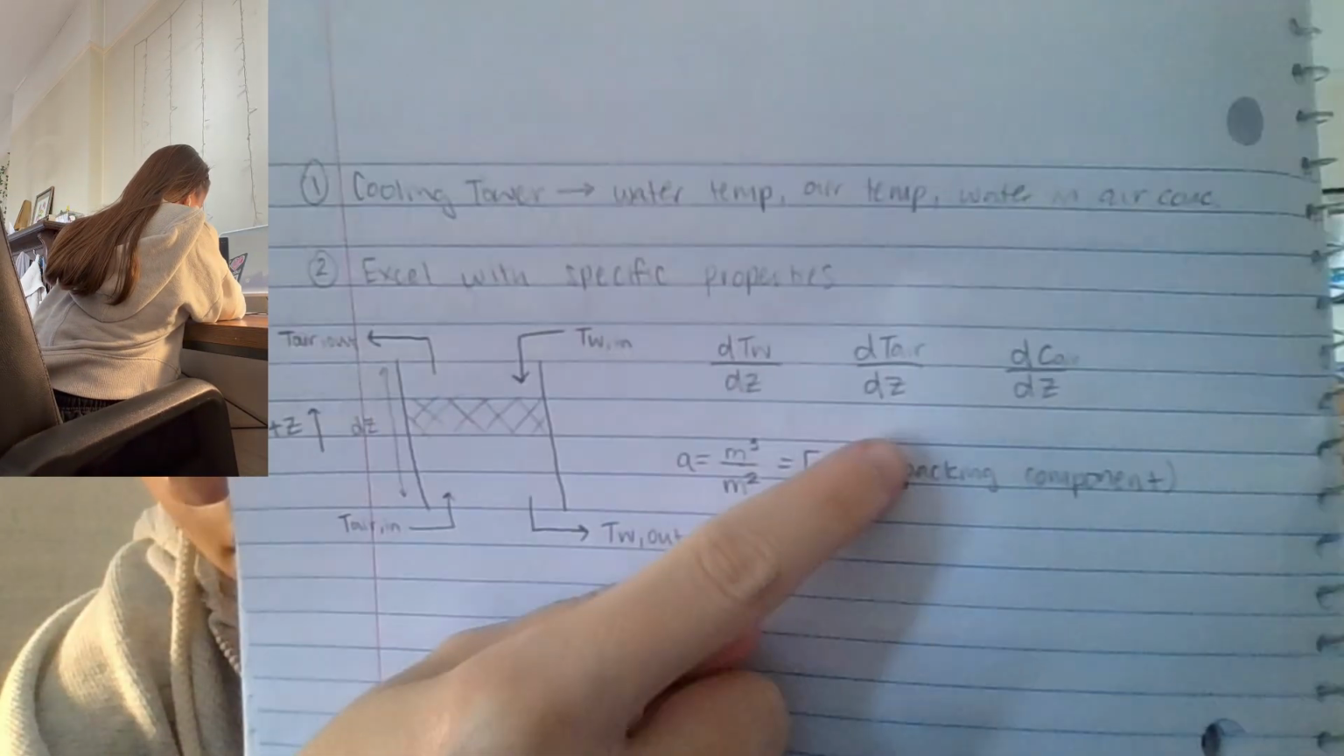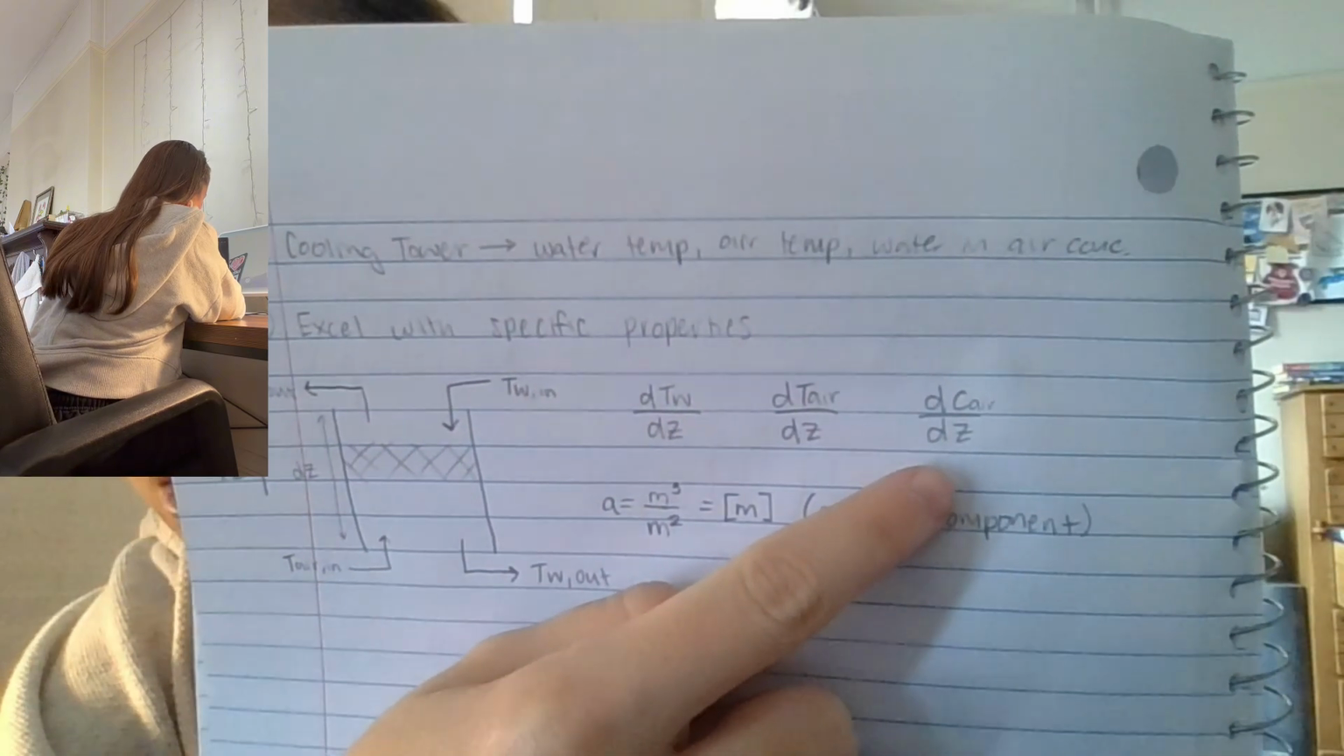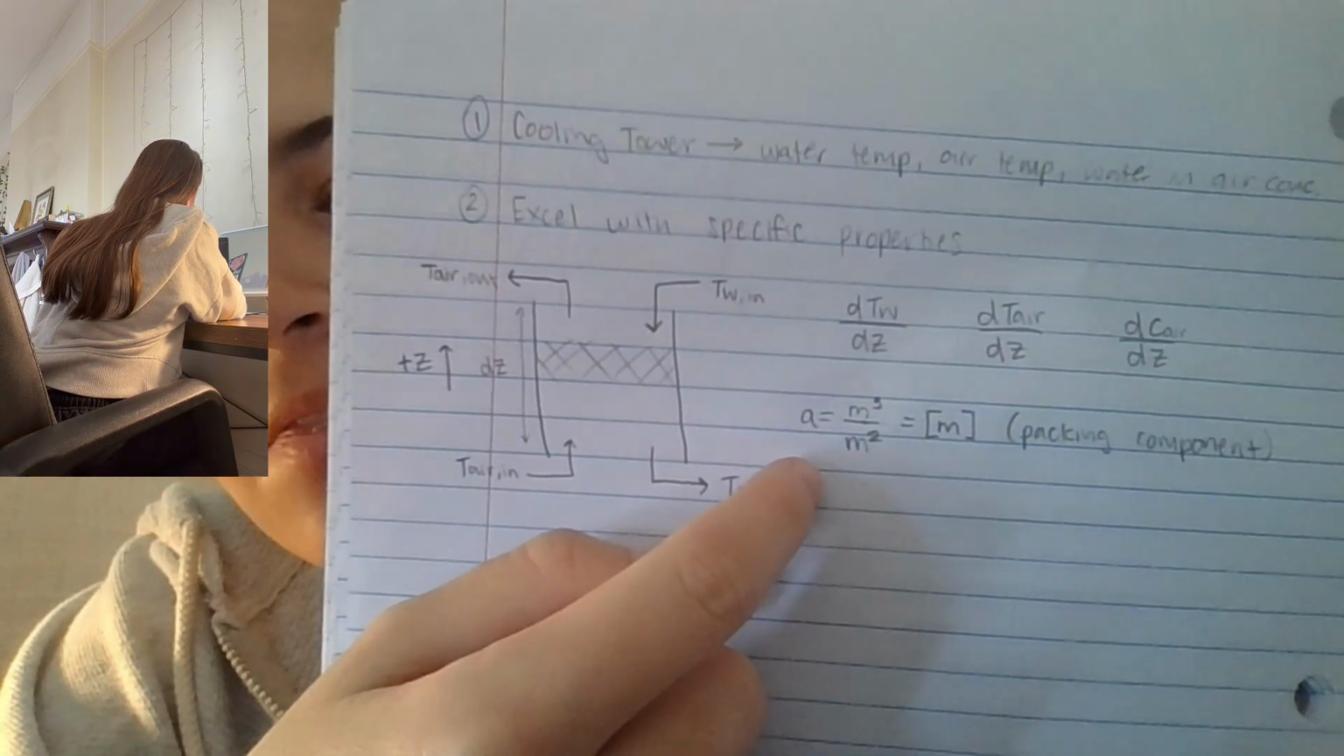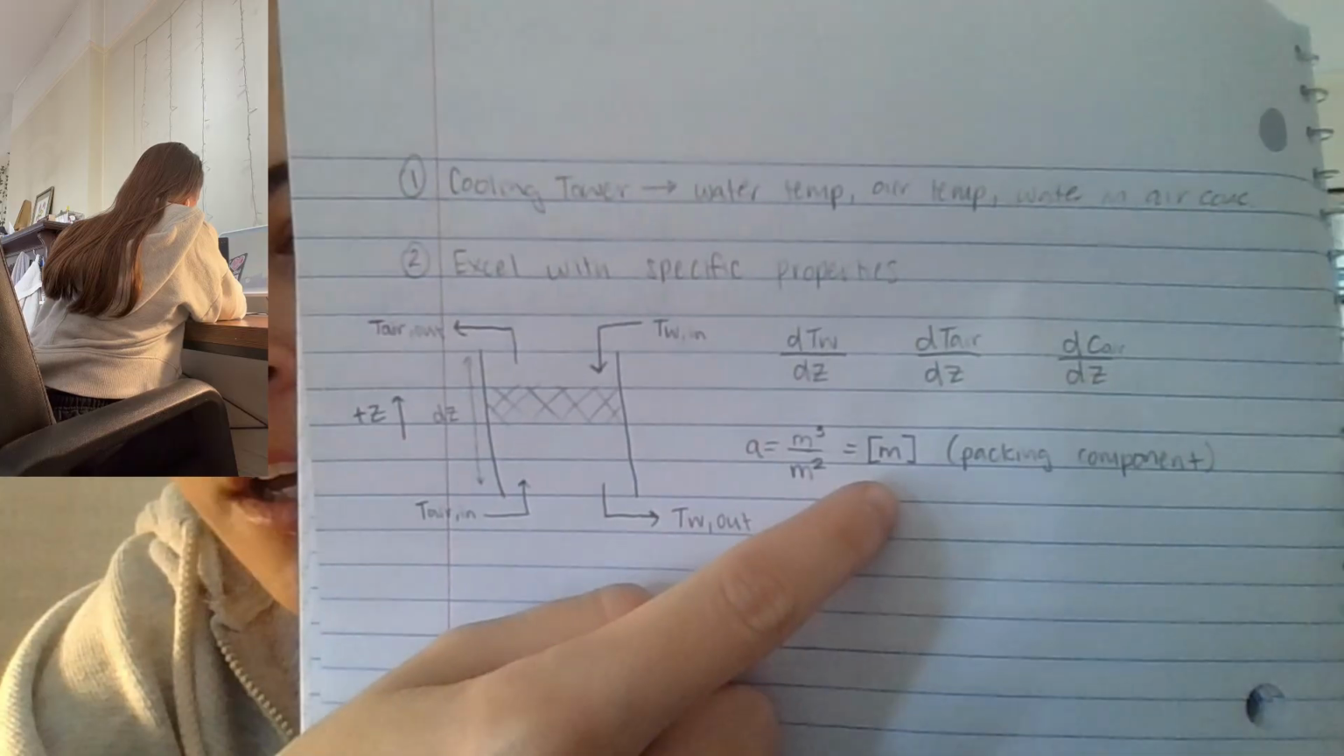So I've just written this here, the 3 things that we're looking for: change in temperature of water, change in temperature of air, change in concentration of water in the air, and then this is our packing component where we know that it's going to have units of meters.